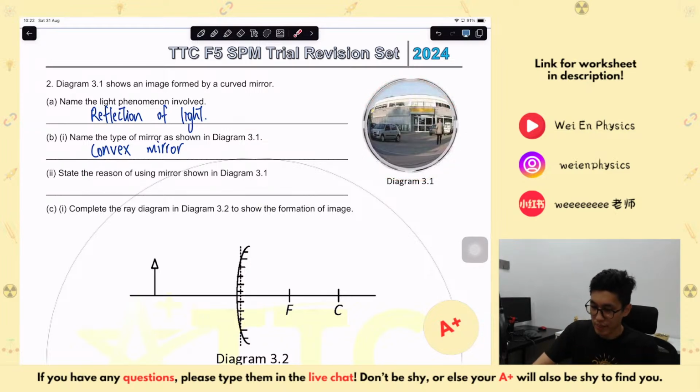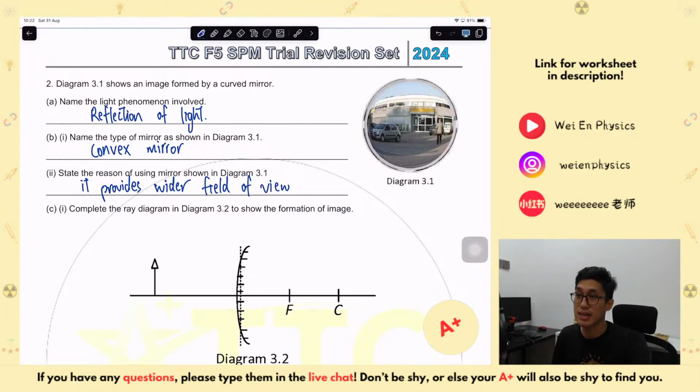Okay, so why? Because it provides a wider field of view. Meaning it provides a larger angle. Field of view is basically the angle that you can see.